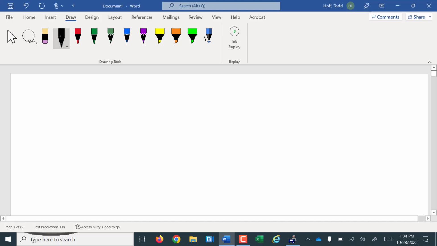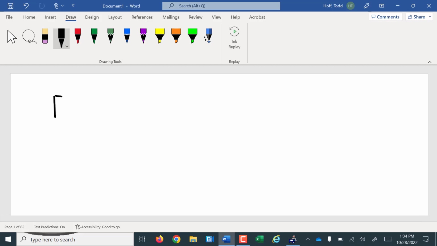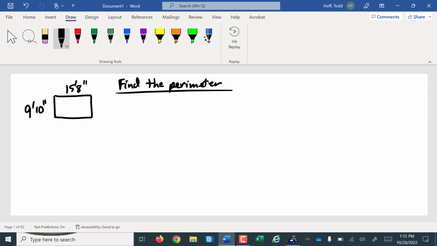So anyway, since it's been a while since we've had class, I want to do a little bit of review. Let's do something like this, where this is 9 foot 10 inches by 15 feet 8 inches. I want to find the perimeter. How do we find the perimeter of a rectangle?